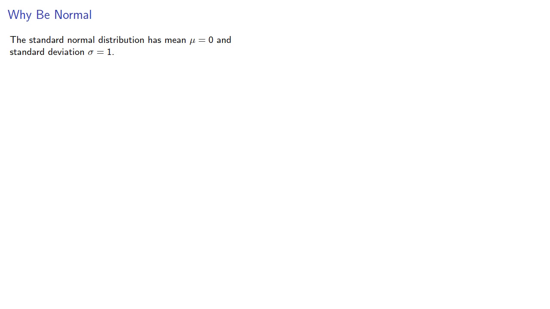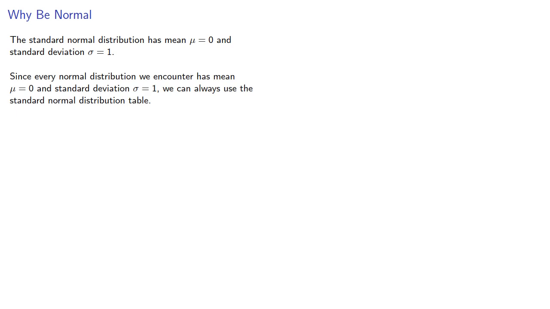The standard normal distribution has mean 0 and standard deviation 1. Since every normal distribution we encounter has mean 0 and standard deviation 1, we can always use the standard normal distribution table. Or can we?